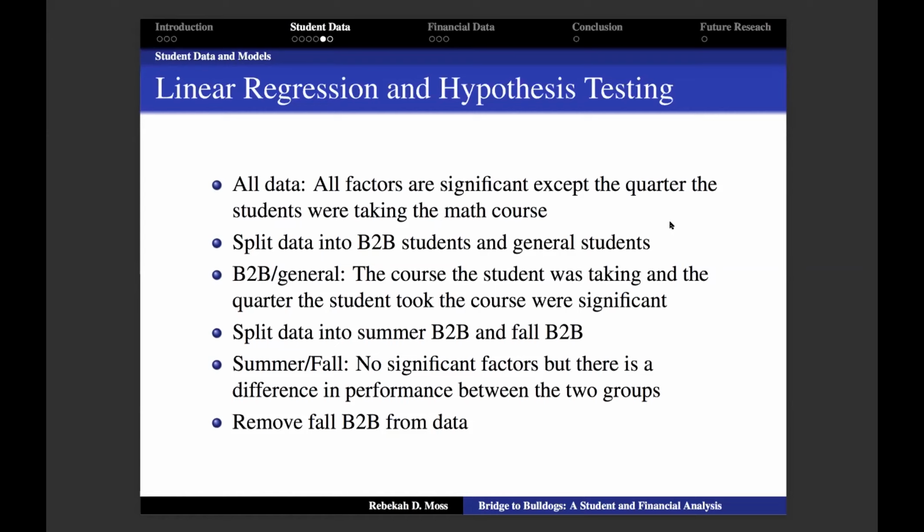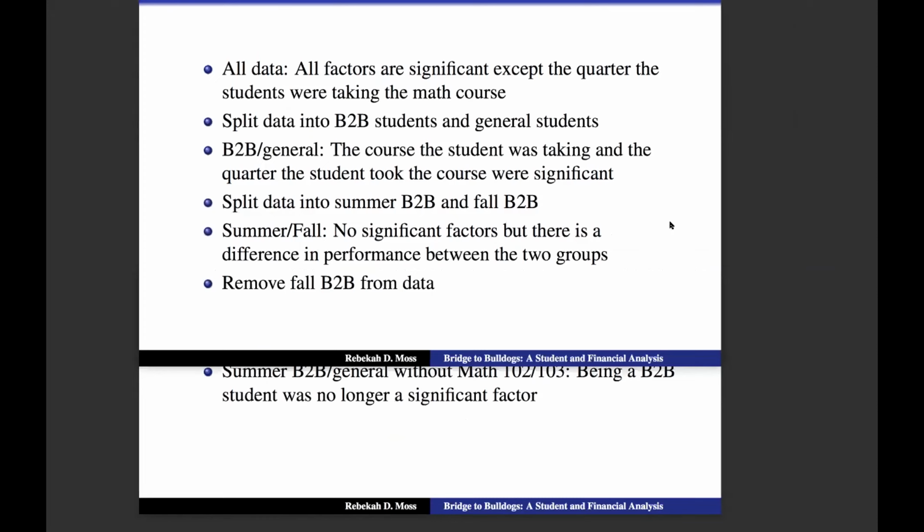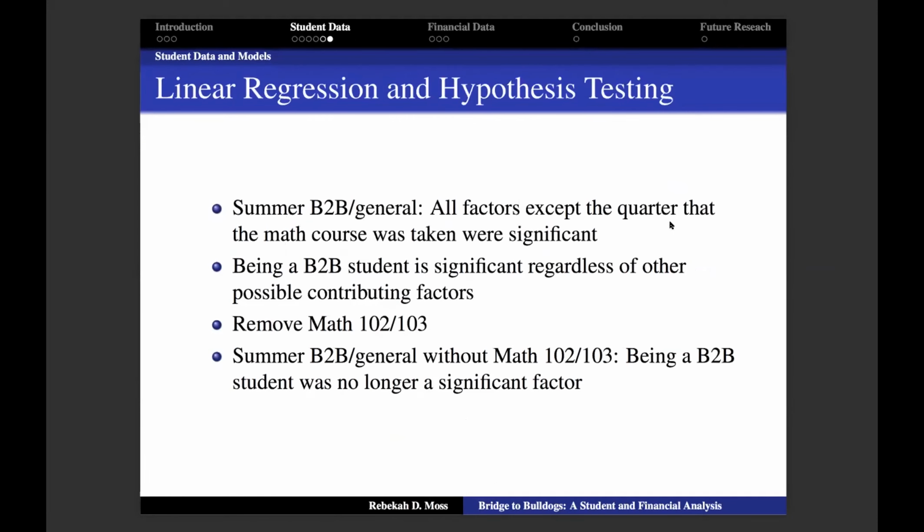But we also saw that there was a difference in performance. The students who began the program in the summer were passing their math classes, while the students who began in the fall were not. So then we decided to remove all the fall Bridge to Bulldog students. So then we compared the summer Bridge to Bulldog students to the general students. Then all the factors were significant except for the quarter that the math class was taken. So now we can see that being a Bridge to Bulldog student is significant regardless of the other factors that we looked at.